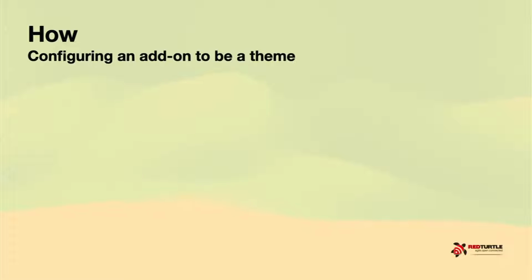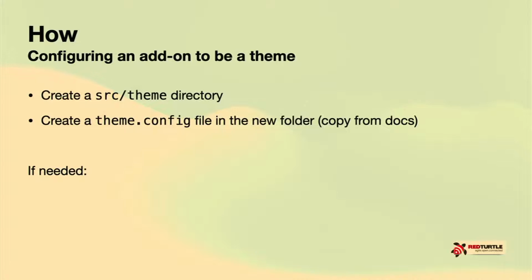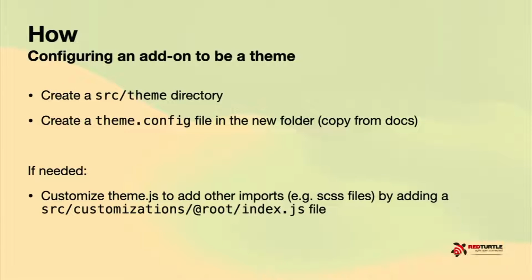So let's go through these steps. How do I configure my add-on to be a theme? In your add-on, you create a theme directory. You create a theme config file, very similar to the one that you already have in an empty Volto project. Actually, you can copy a proper one from the aforementioned documentation. And of course, you can customize it to your needs. And that's it. If needed, you can also customize the theme.js file.